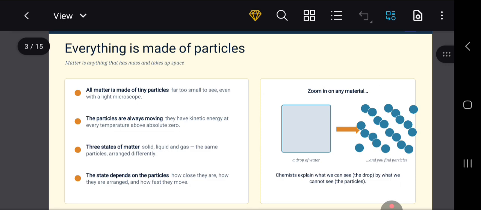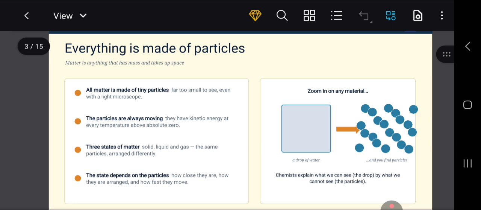Now, everything is made of particles. Matter is anything that has mass and takes up space. You should take note of that. Now, on the left, you can see there's a dialog box, so I'll start there. All matter is made of tiny particles, far too small to see, even with a light microscope. The particles are always moving. They have kinetic energy at every temperature above absolute zero. Now, you have to understand that absolute zero is the temperature at which all particles, ions, molecules do not move. Absolute zero is somewhere around minus 273 degrees Celsius.